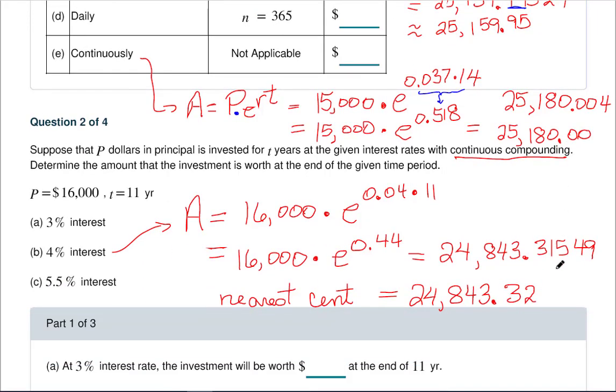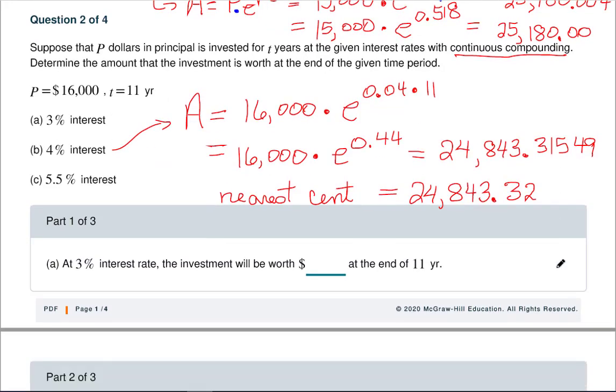All right, let's see. In question 2, we're just doing continuous compounding, and they're going to have you change the interest rate, fix the time at 11 years, principal is 16,000. So I did this for 4%. So 0.04 multiplied by 11 is 0.44. E raised to that number, get that, multiply by 16,000 equals.